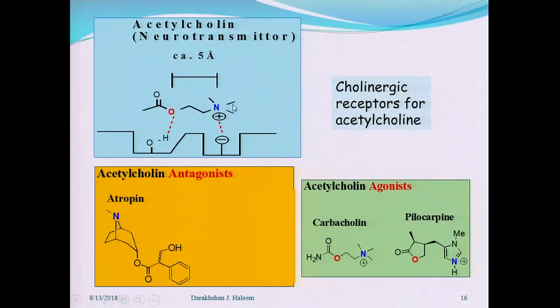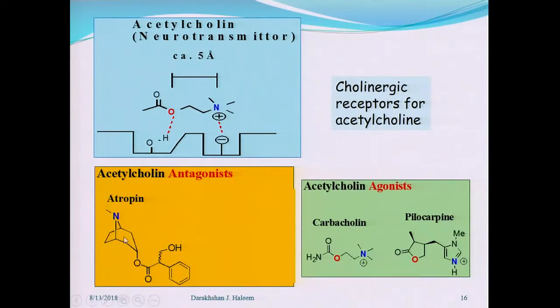Acetylcholine, and these are the cholinergic receptors, the binding sites. Acetylcholine will bind with the receptor sites because of the ionic force and the hydrogen bonding. The agonists of acetylcholine, carbachol and pilocarpine, can bind with the receptor sites with the ionic interaction and hydrogen bonding, both of these.